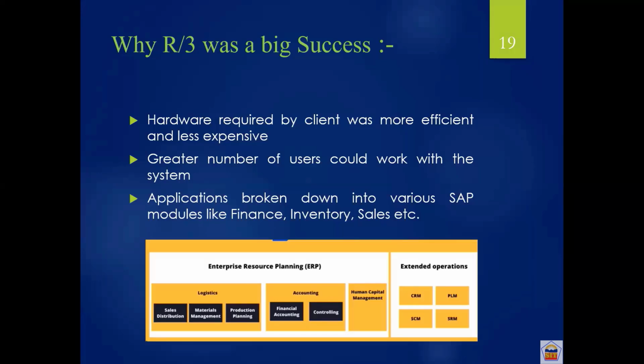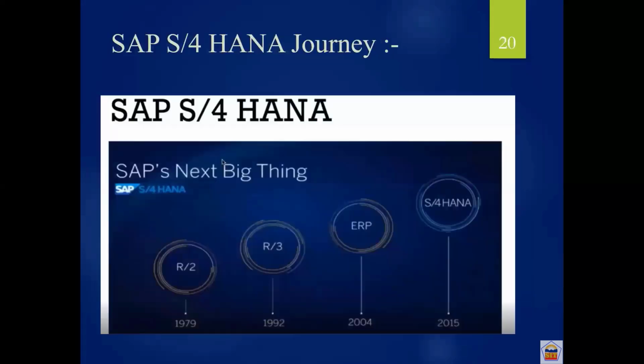Then we also have HR, and SAP has also extended its operations, and those business operations can be performed in modules called CRM, PLM, SCM, and SRM. CRM means customer relationship management, PLM means product lifecycle management, SCM means supply chain management, and SRM means supplier relationship management.